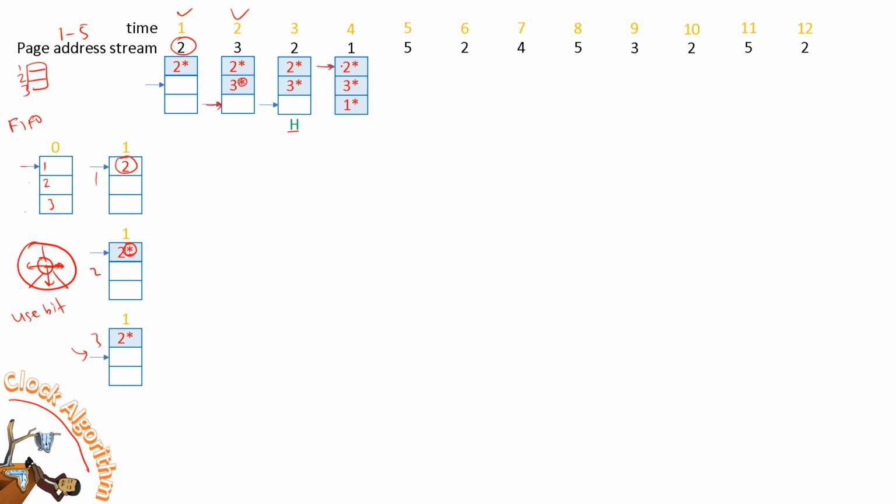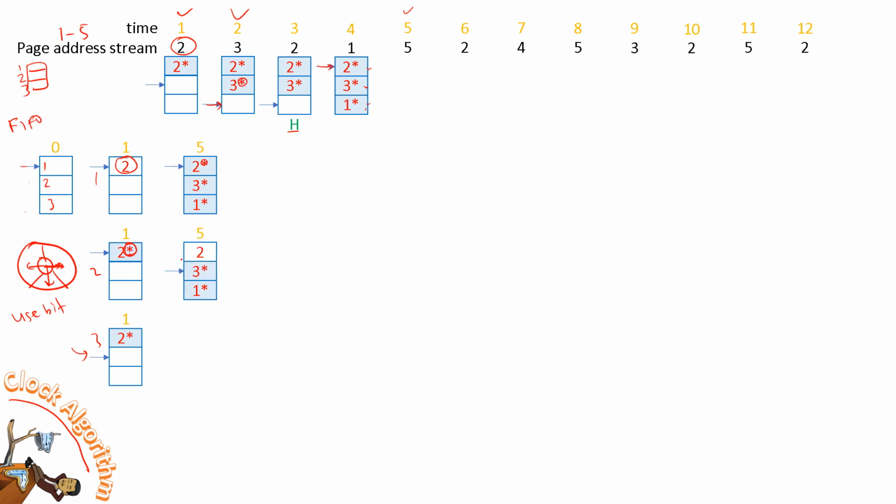Okay, now let's see what happened at 5 here. Time equals 5, and the memory request is 5 as well. It's not in 1, 2, 3, so you need to replace one of the frames. Which one? This one, or this one? So this is the starting point. It will check the use bit: if the use bit is 1, it cannot load here. So what it will do is move to the next one.